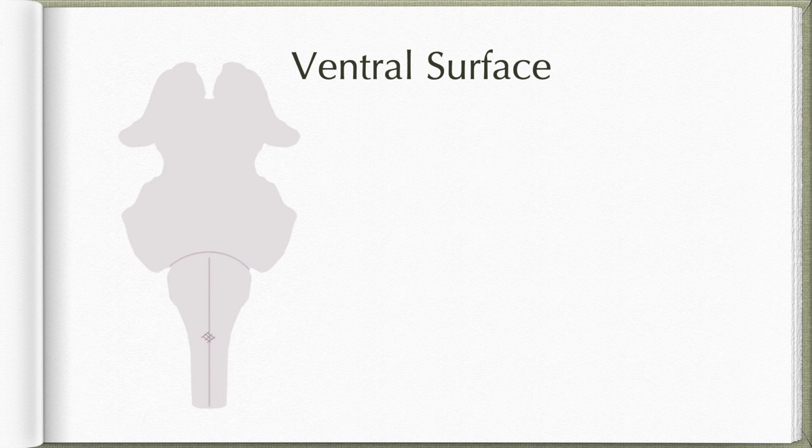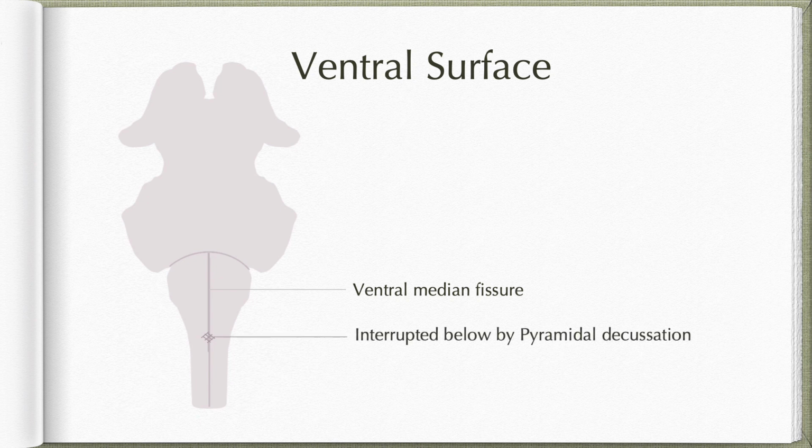Compared to the external features of the spinal cord, this small part has various interesting features on its surface. So let us begin by studying the ventral surface. So firstly, along the midline there is ventral median fissure, which is a continuation of the same named fissure in the spinal cord. However, this fissure is interrupted below by the pyramidal decussation, and it ends at the pontomedullary junction in a blind ending foramen cecum.